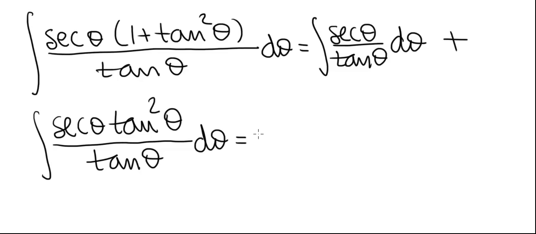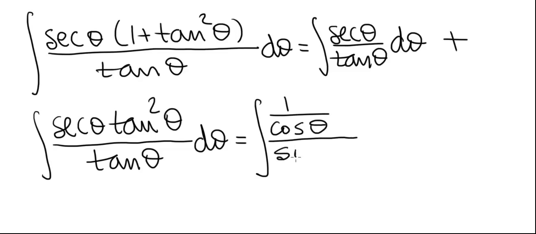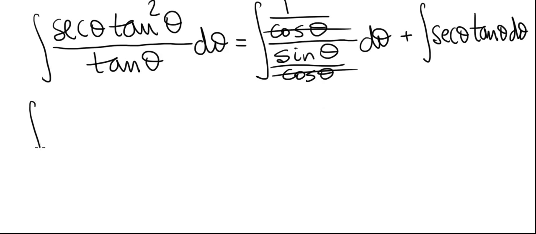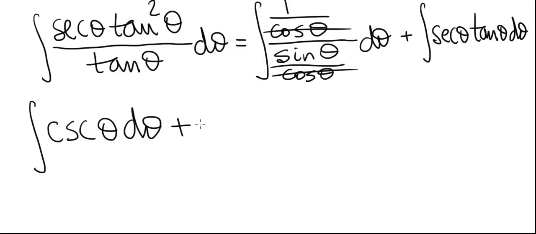Now for the first integral we need to express it in terms of sine and cosine. Secant is 1 divided by cosine of theta, divided by tangent, that's sine of theta over cosine of theta, d theta. We can cancel cosines here. And the second integral, tangent squared over tangent is tangent, so the second integral is just the integral of secant theta times tangent theta d theta. So the first integral now is just 1 over sine, and 1 over sine is cosecant of theta, plus the second integral is the integral of secant tangent, that is secant of theta.